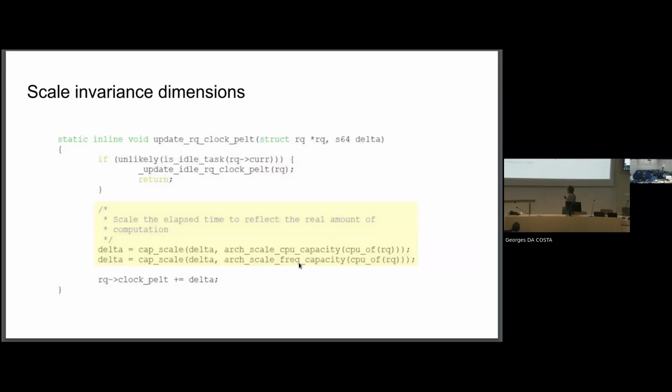Probably everyone here in the audience is aware of this: in order to use things such as EAS and capacity, we need to scale on frequency and we need to scale on CPU type, the microarchitecture of the CPUs, which is done here. Just pay attention to the yellow box indicating that we do those two scaling factors.